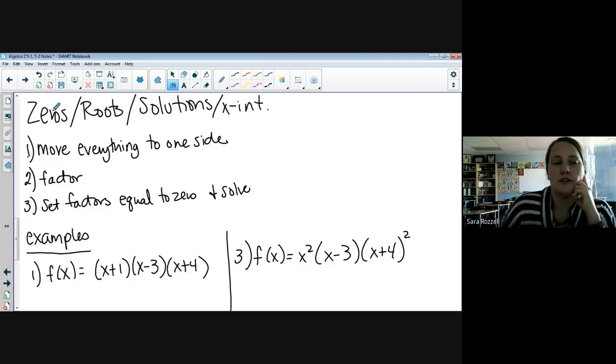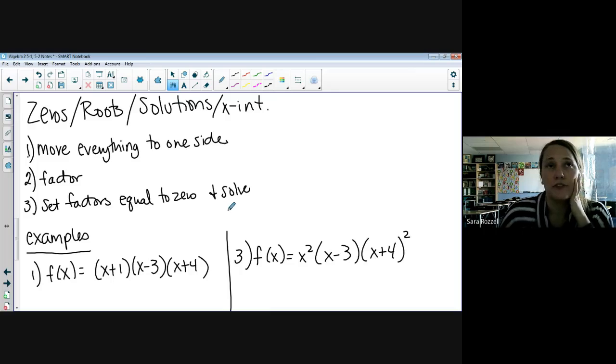So if you're trying to find your zeros or roots or solutions or x-intercepts, all the same thing, you're going to move everything to one side, factor it, set the factors equal to 0, and solve. Does this sound like a familiar process? Yes, it's exactly what we did for quadratics. We're going to also do this for polynomials as well.